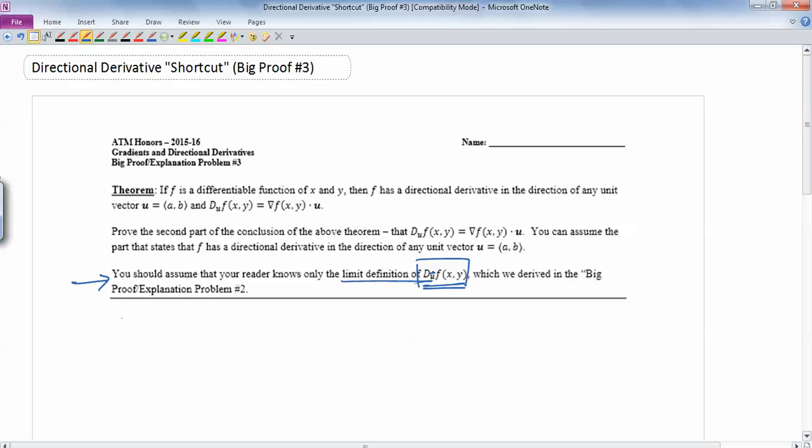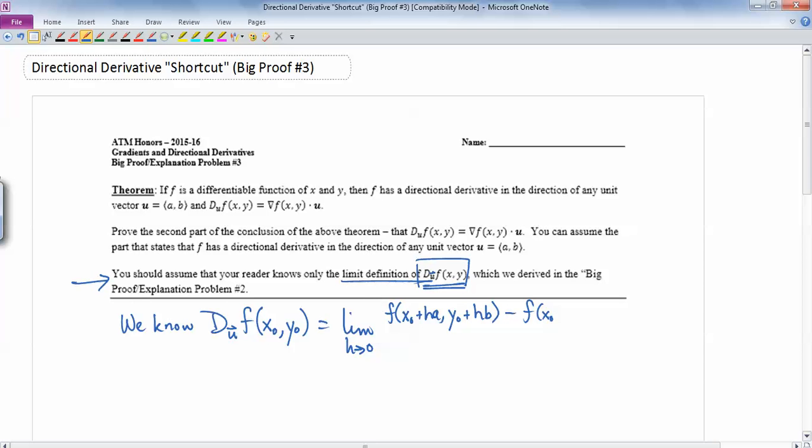So what we know is that the derivative in the direction of some unit vector u of f at some point x naught, y naught, is the limit as h goes to 0 of, and then this kind of looks reminiscent of the single variable version of a derivative, all over h. So this is what we're assuming, right?